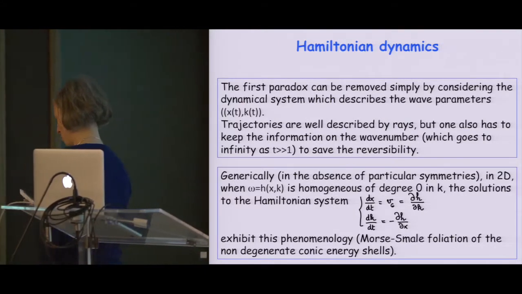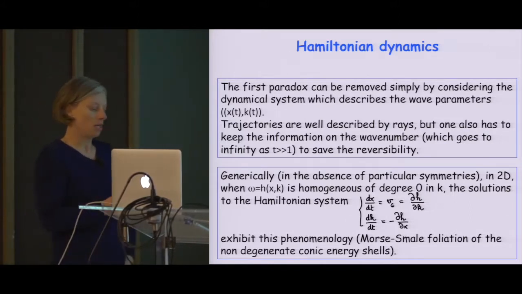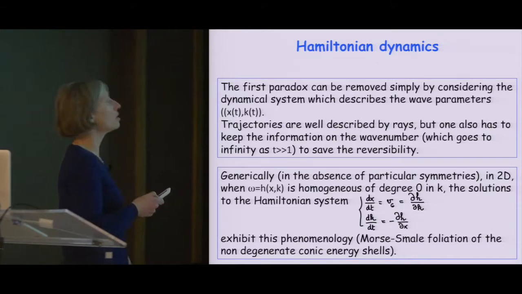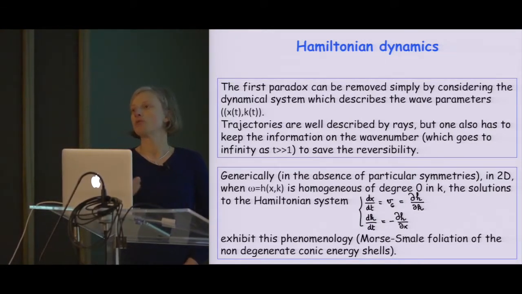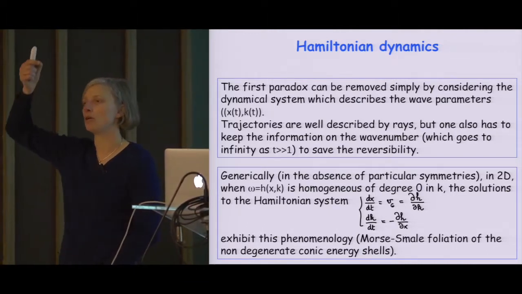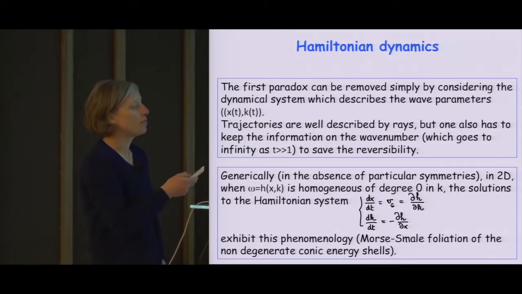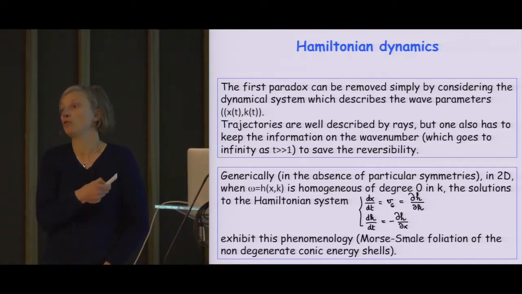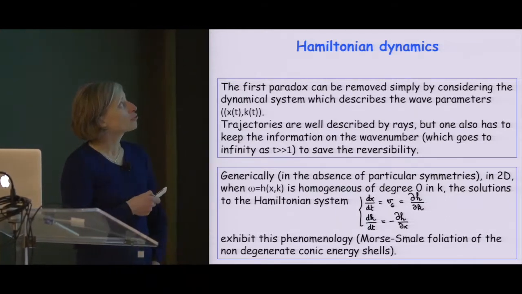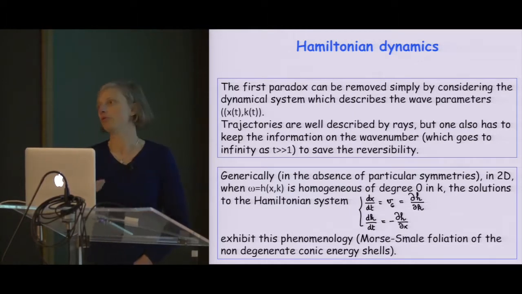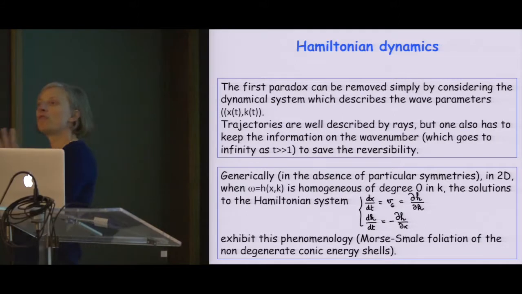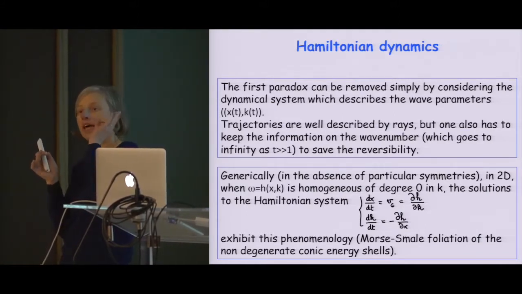The first one is not so important, so I will just explain it here. It is true that you have a Hamiltonian system, and we are just looking at the geometric approximation. The geometric approximation tells you that if you would like to describe the propagation of a wave packet, what you have is both a position, which is x, and a wave number, which is k. So you have a Hamiltonian system with two conjugate variables, x and k. It's true that the rays will give you a good picture for trajectories. But if you really would like to keep the reversibility, of course you don't need only x, you need to keep both x and k.